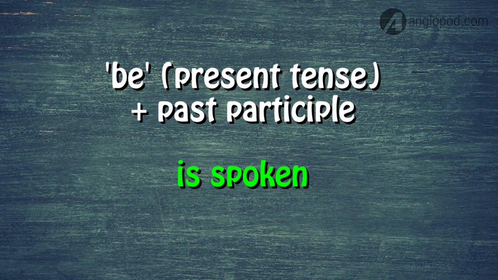So how do we form the passive in the present tense? We use the present form of the auxiliary verb to be plus the past participle. In this case, is spoken.